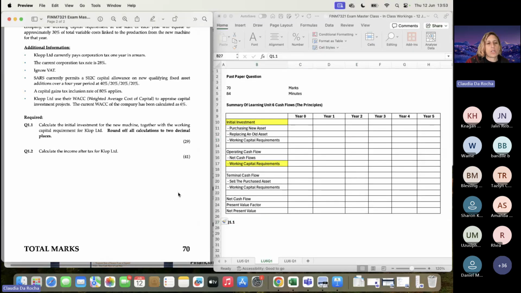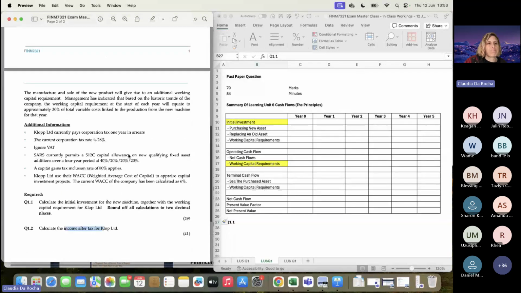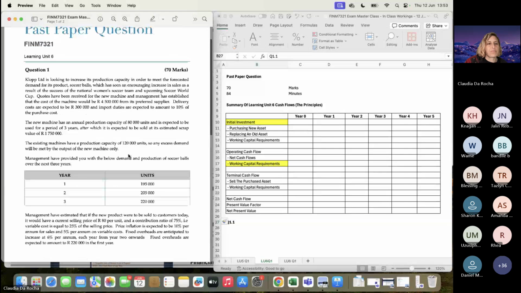So we did talk about that we need to do the initial investments and then the working capital requirements for part 1. And then next we have to do the income tax after tax calc. Okay, right. So let's go to the top.